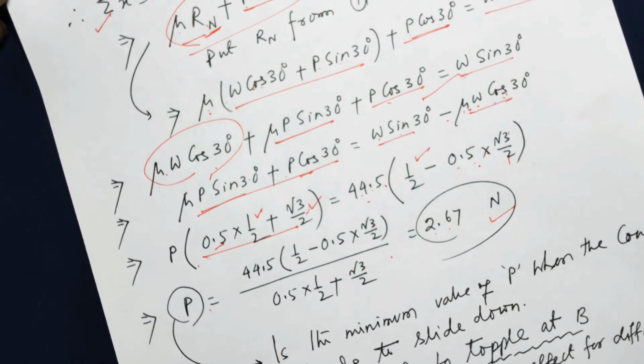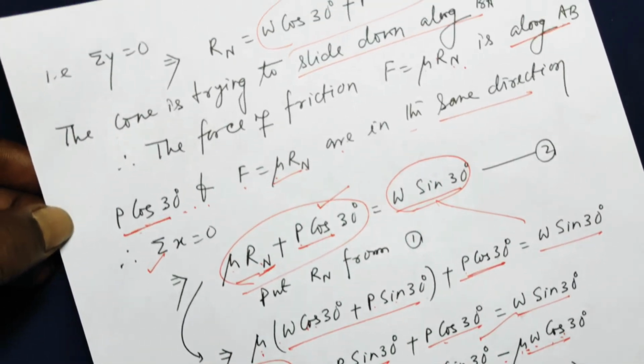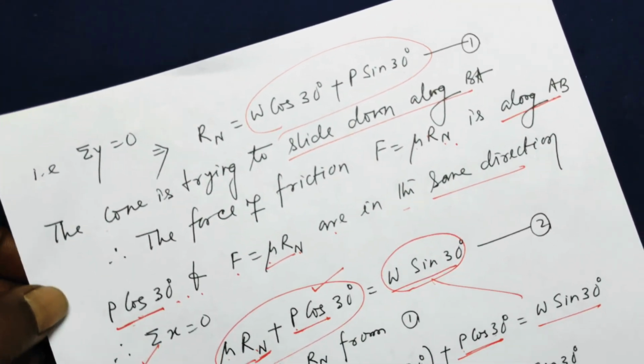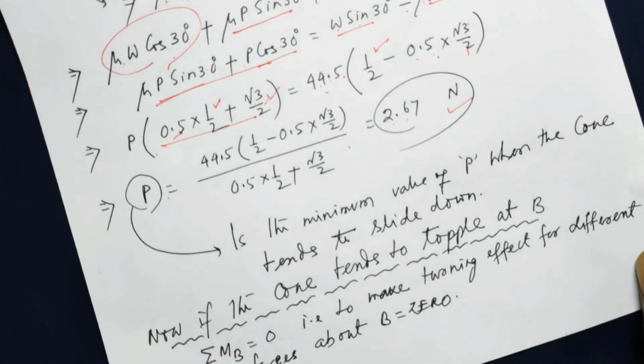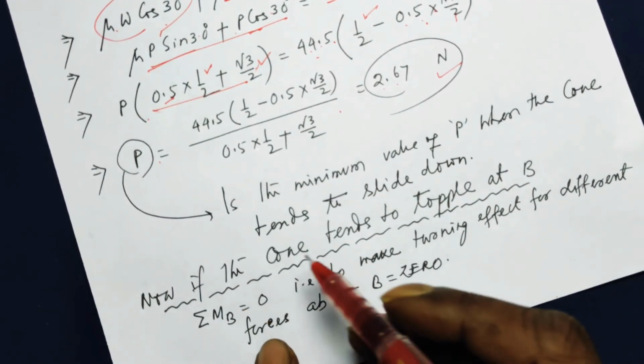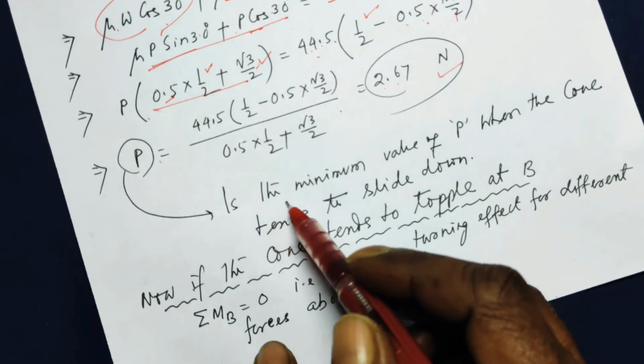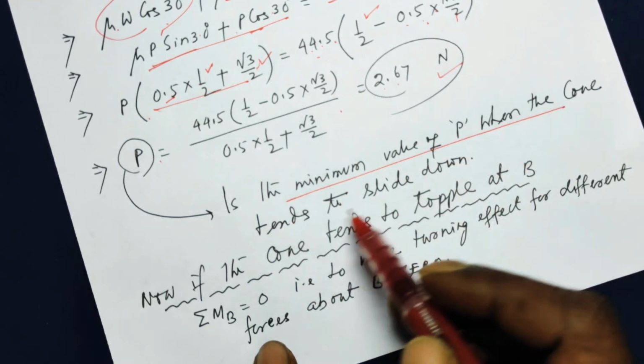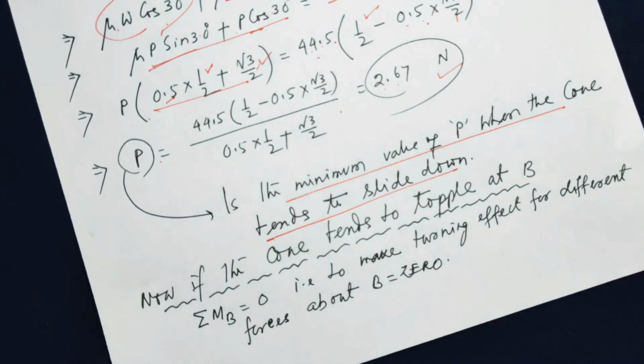So this is the maximum applied force P that you are applying horizontally to the vertex. So this is the minimum value of P when the cone tends to slide, when the cone is about to slide down the inclined plane along BA, this is the minimum value of P.